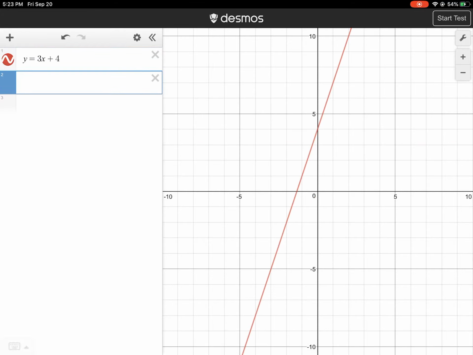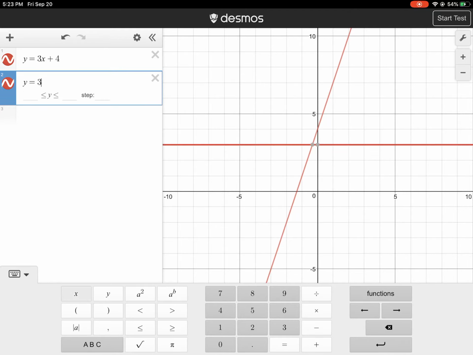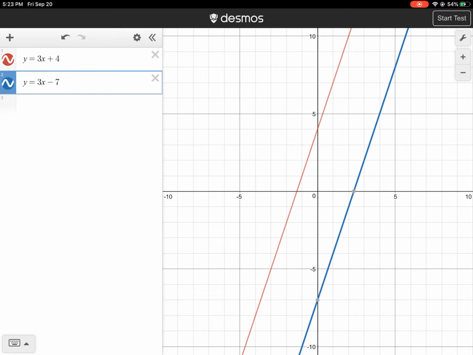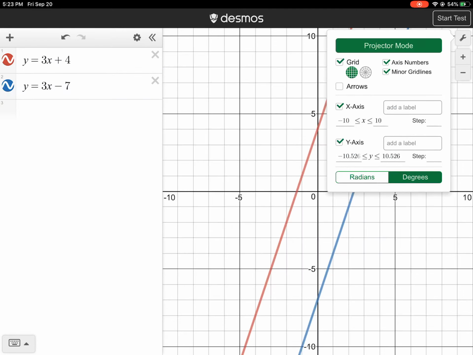And if you're not taking notes, you are wrong. y equals 3x minus 7, right? Is that what we got? I'm going to go ahead and change this to a different color so that we can see it a little bit better. Turn this to projector mode.